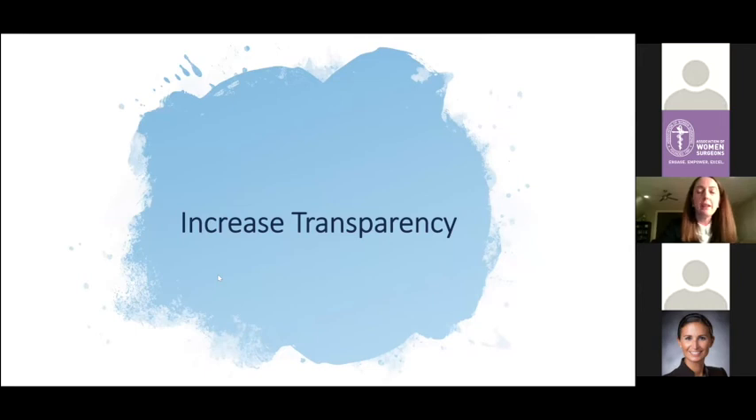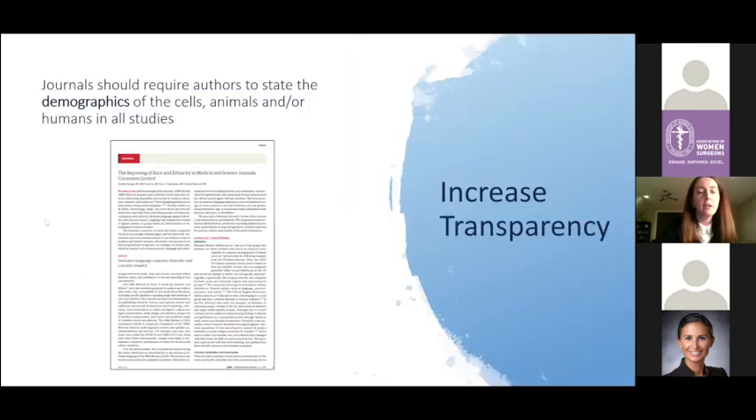Now, the second area I would say is transparency. I think it's important that we increase transparency. So I am a firm believer, and those of you who've heard me talk about the importance of sex and mitigating sex bias in research, it is the same thing. Journals, in my opinion, should require authors to state the demographics, including sex, of the cells, the animals, and the humans in the study.